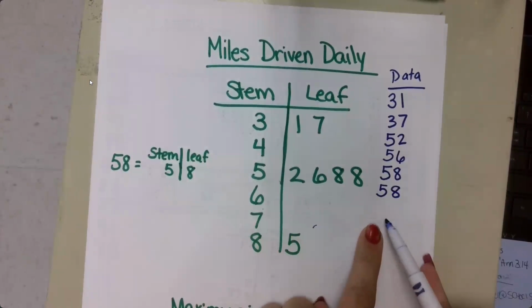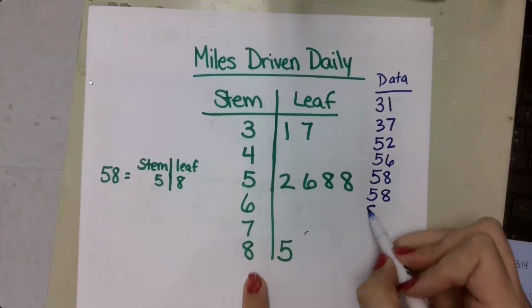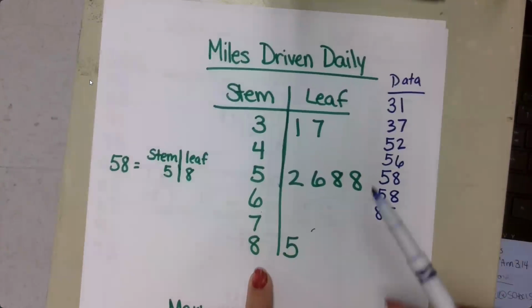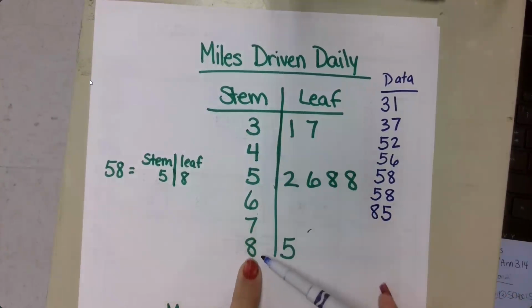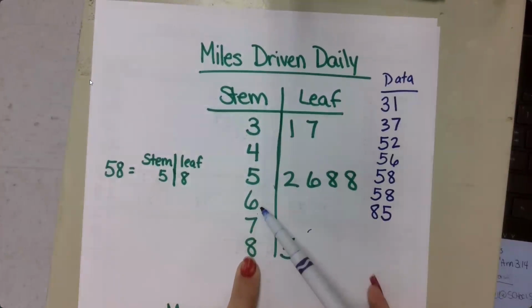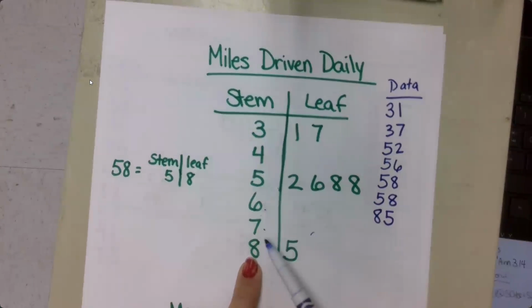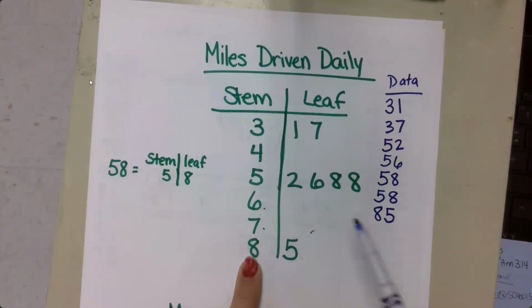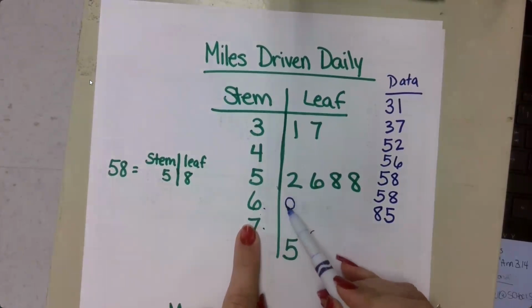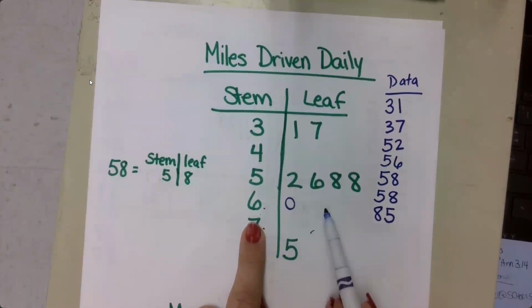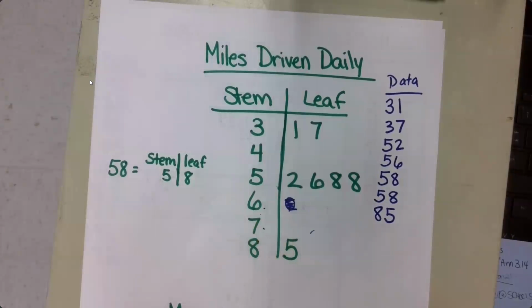So we can leave off 60s and 70s, move down to 80s. Now, it is important to know that when you have something that is in the 80s, you still have to list 6 and 7 for the 60s and 70s on your stem and leaf plot. You just don't put any leaves. If I were to put a leaf of 0, that's meaning I have 60 as a data point, but I don't.